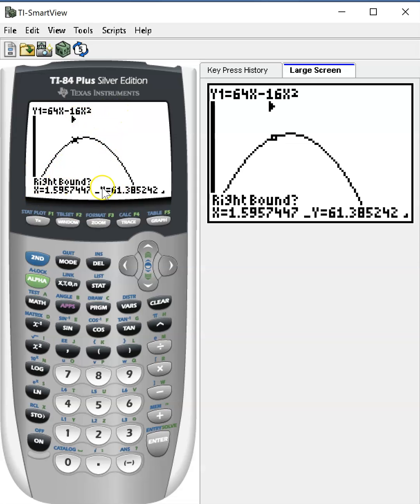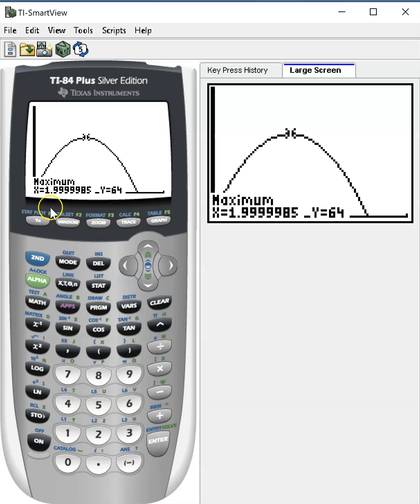Now it's asking for a right bound, so move your cursor to the right side of the vertex, and you're going to hit enter again to select that spot, and you should see these 2 arrows pointing at each other, and your vertex should be in between them. And when it says guess, you're going to hit enter one more time, and it should give you the maximum value. I would round this to x equals 2 and y equals 64.